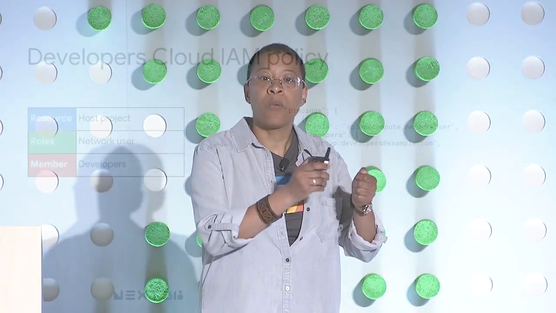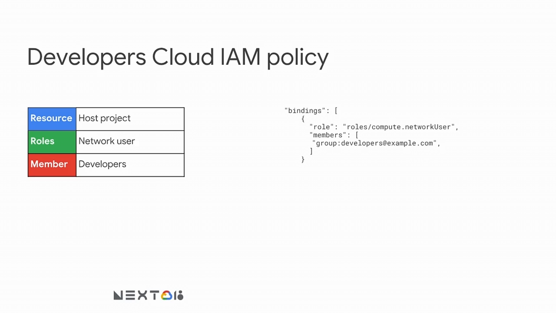First of the developer projects, this is on the host project. They need to be granted network user because they're going to be using that subnet that you're going to give them access to, which is in the host project. Okay, so they need to have network user in the host project as well.